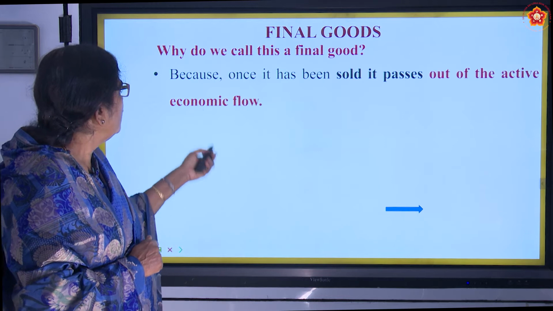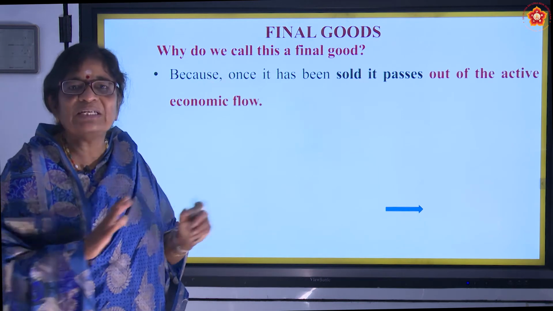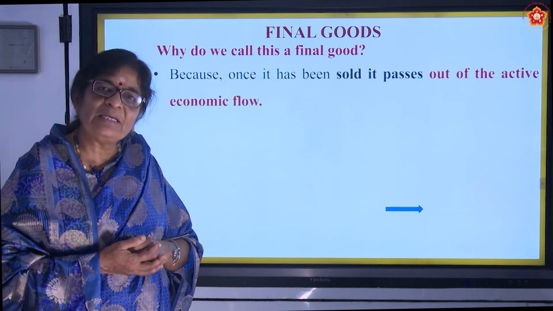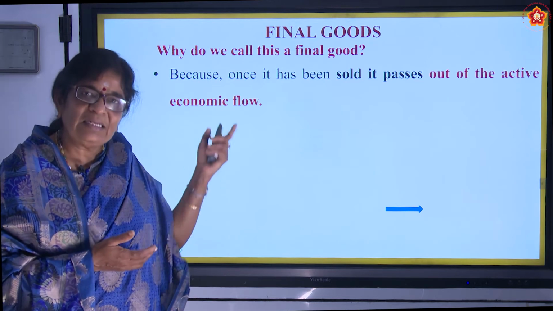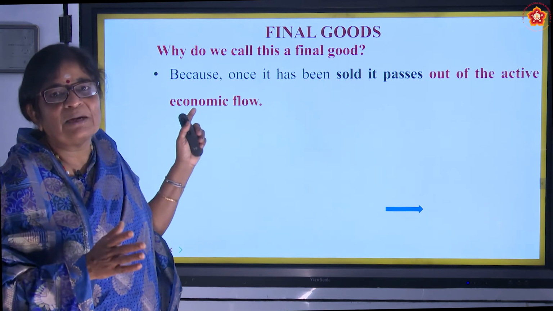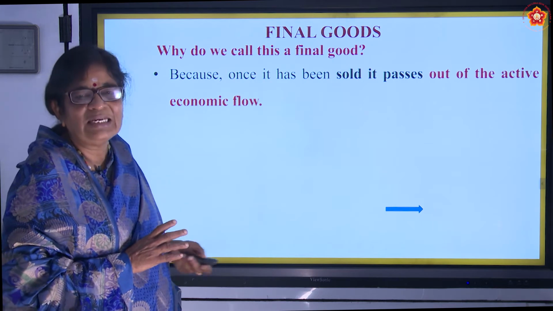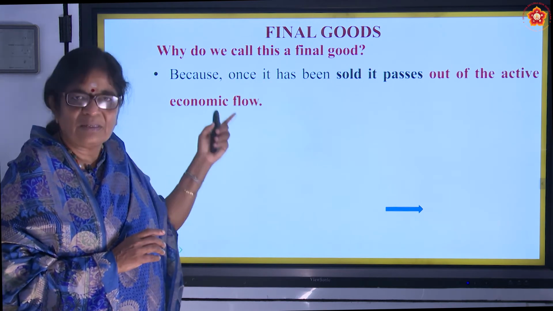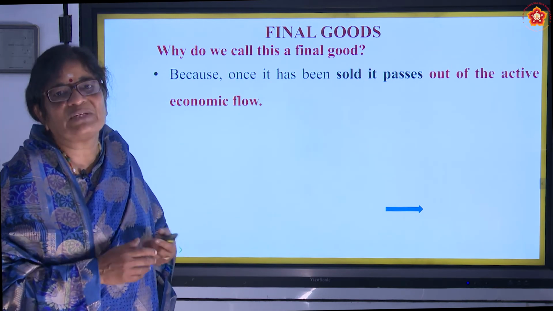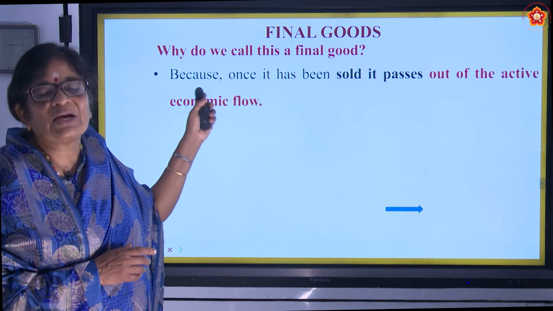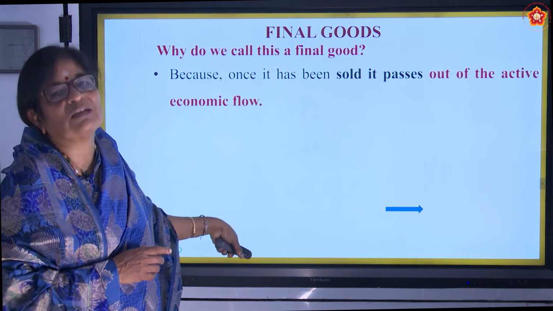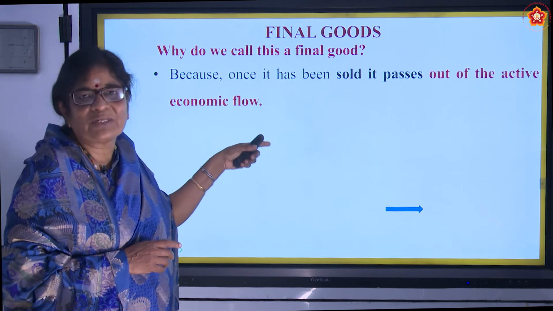Now, why do we call some goods final goods? Now we have finished the functioning of an economy, the basic function of an economy and how it generates income. Now we are going to study some concepts which are very important in national income measuring, that is final goods and intermediate goods. That is the second part of the topic today.